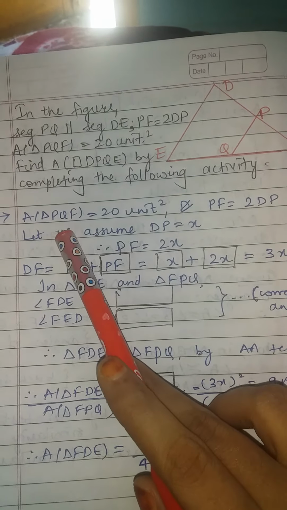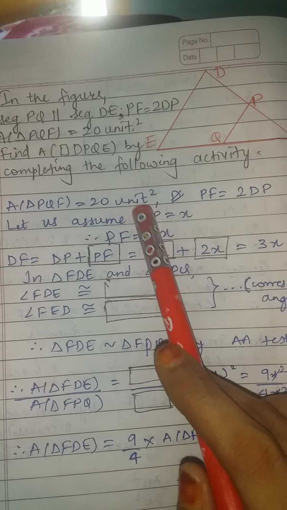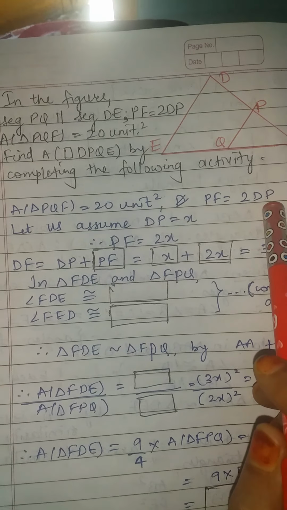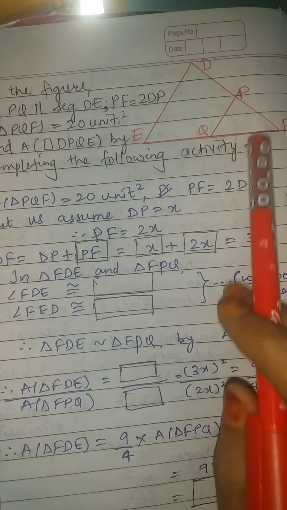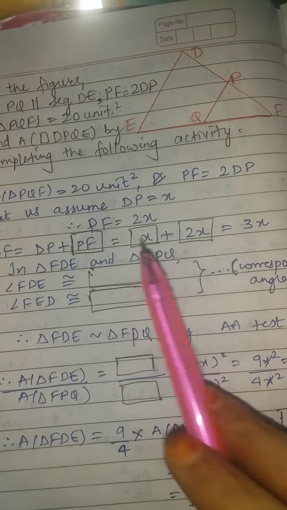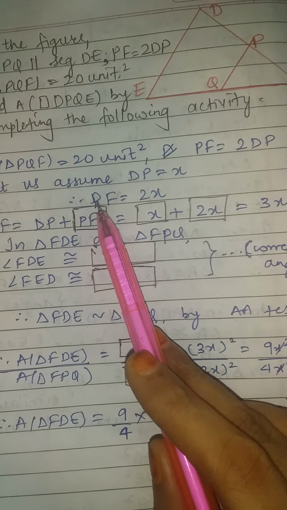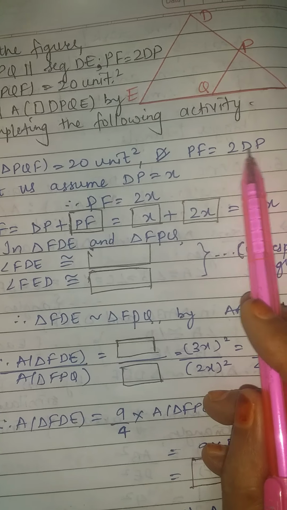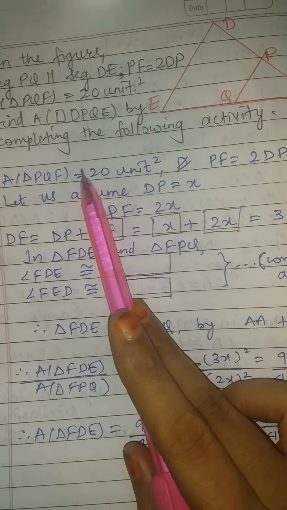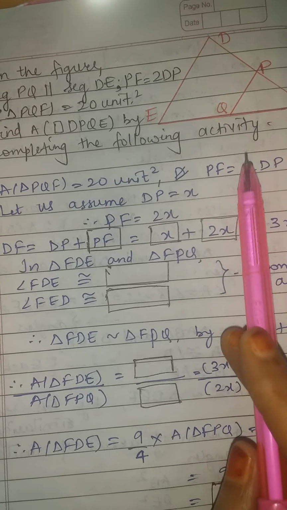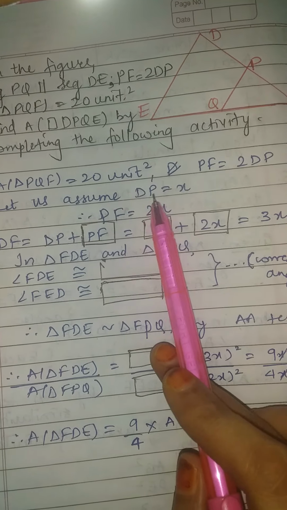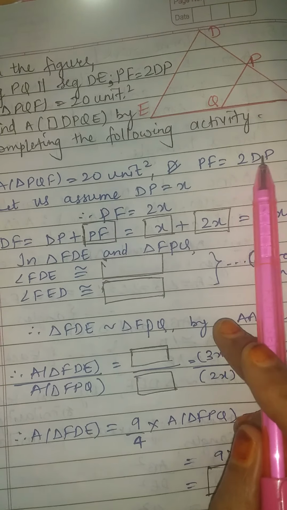Area of triangle PQF is equal to 20 units square, that is already given here. Then we already have one more condition, that is PF is equal to twice DP. Let us assume that DP is equal to X. If DP is equal to X, then PF, which is twice DP as given in the question, will be 2 into X. Let me repeat again. Area of the small triangle is 20 units square. PF is equal to twice DP. These are the conditions given in the problem. So after assuming that DP is equal to X, PF will become 2 into X, that is 2X.